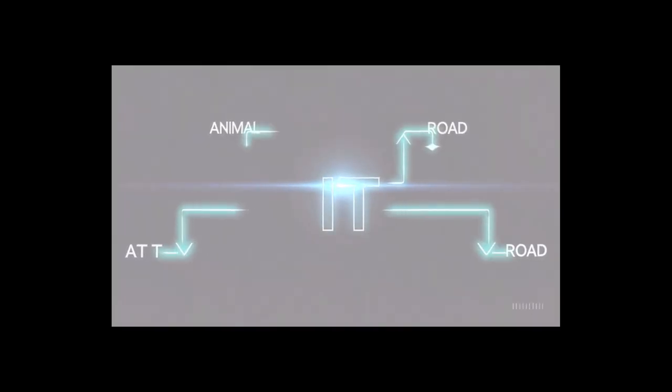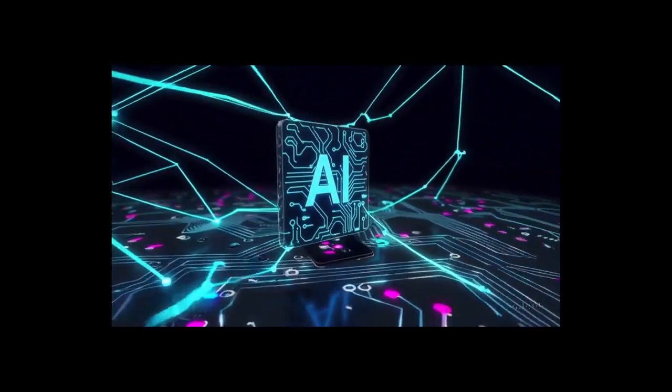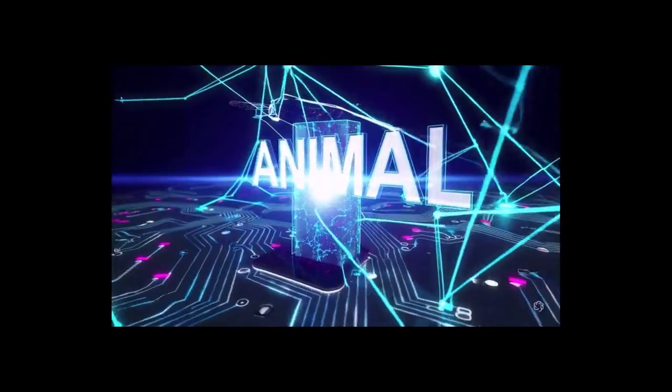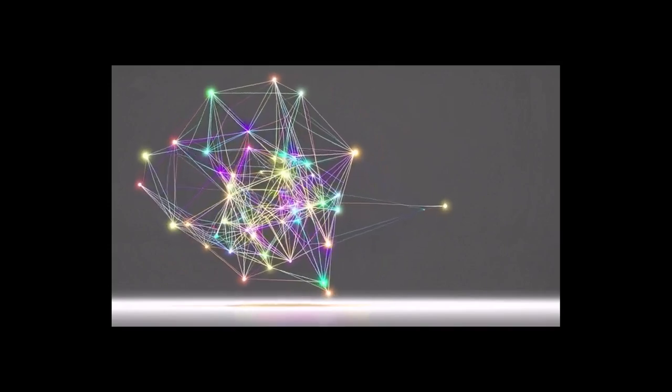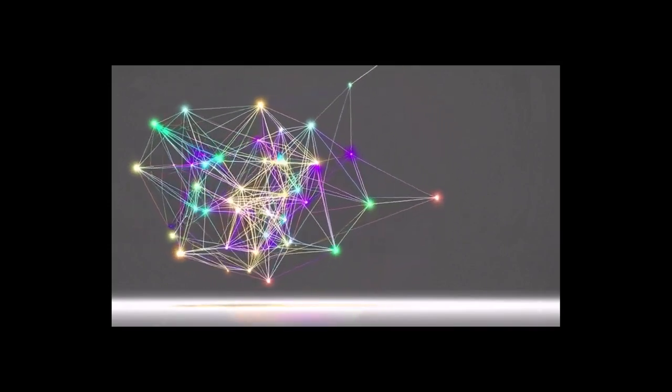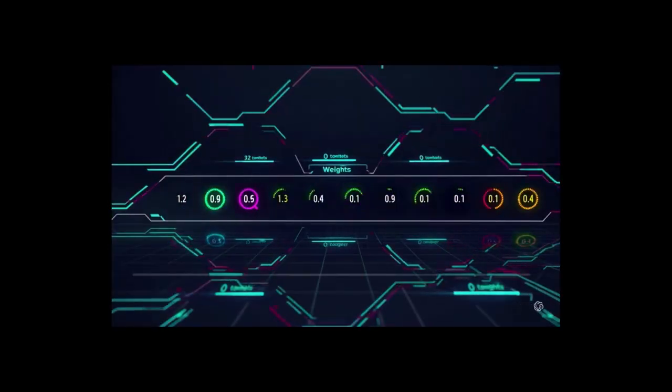Here's the sentence. The animal didn't cross the road because it was tired. Now, who does "it" refer to? Animal or road? This is where attention kicks in. The model checks every word and scores how much attention each one deserves. It builds a web of connections between words to understand relationships.